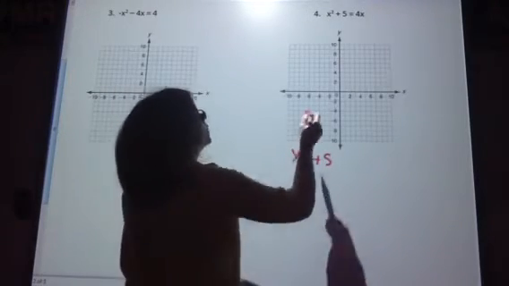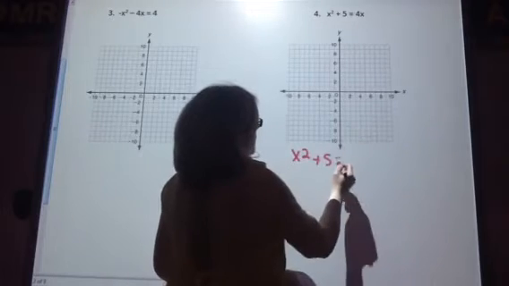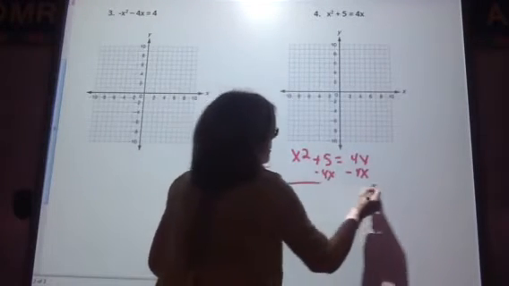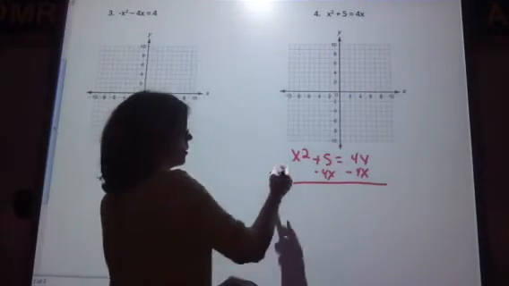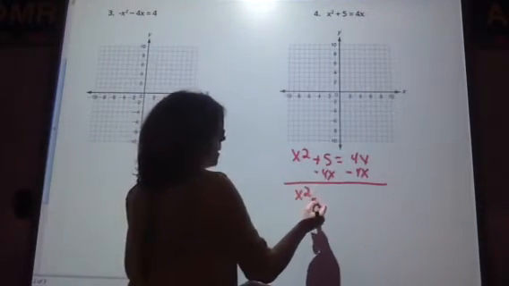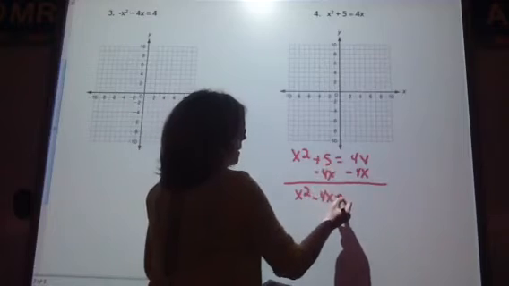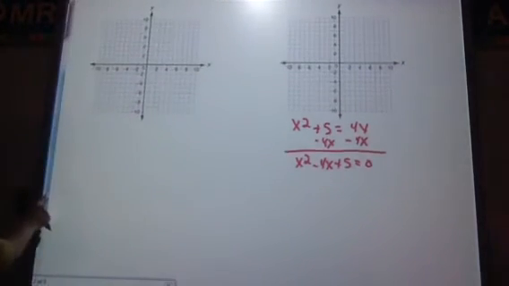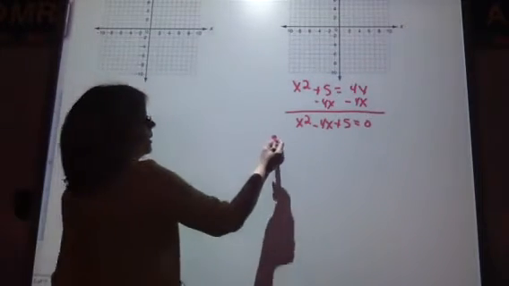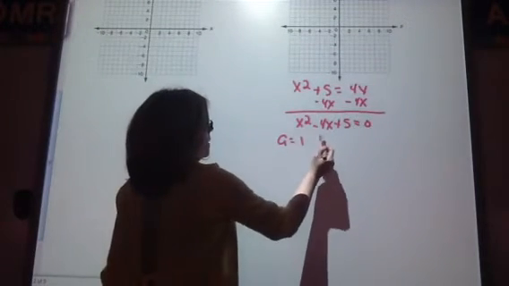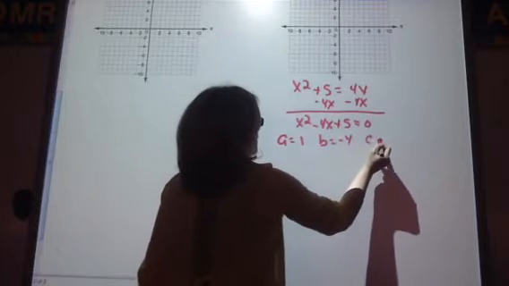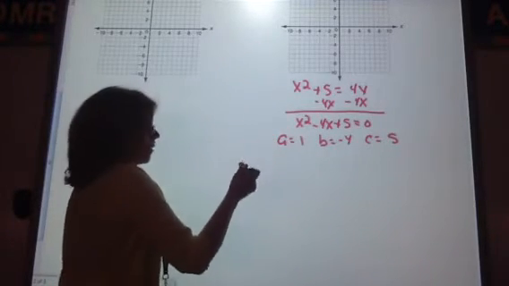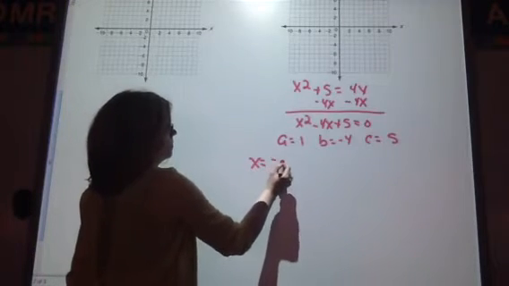So what we can do is we can subtract 4x on both sides. I'm going to go ahead and put it in the quadratic equation form, so that's x squared minus 4x plus 5 equals 0. Now I can identify my A, my B, and my C. Okay, A is positive, so it's going to be upward. Let's go ahead and find our x coordinate.